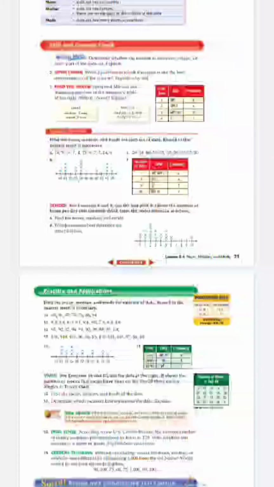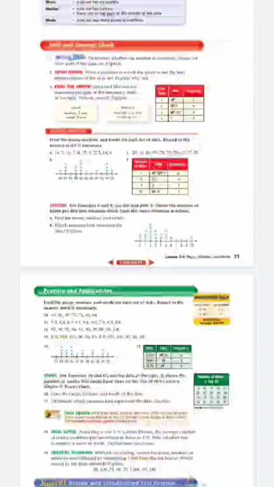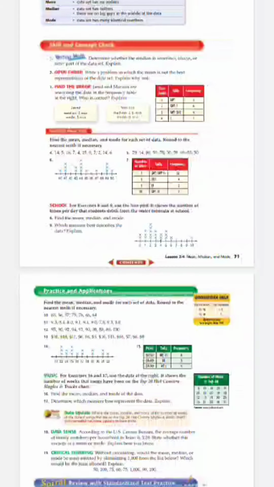6. Number of wins or frequency. Score for exercises 8 and 9. The line plot shows the number of times per day that students drink from the water fountain at school. 8. Find the mean, median, and mode. 9. Which measure best describes the data? Explain.